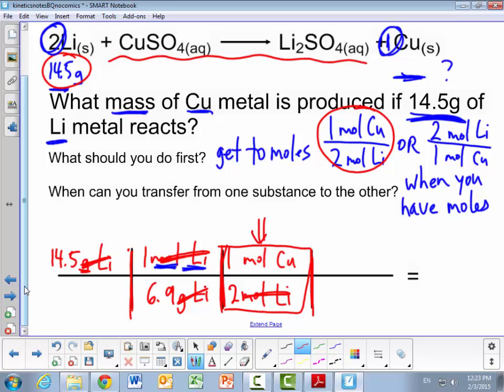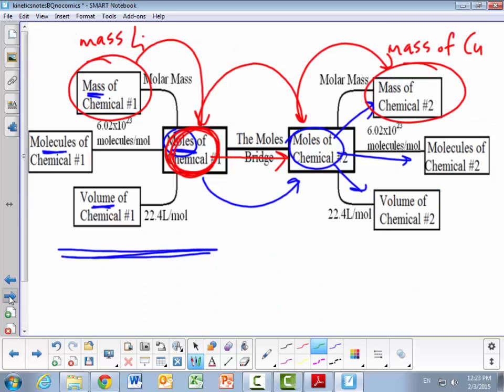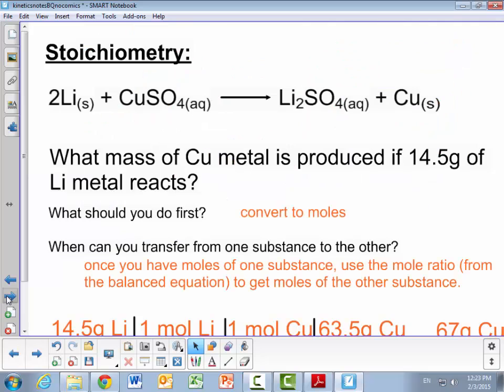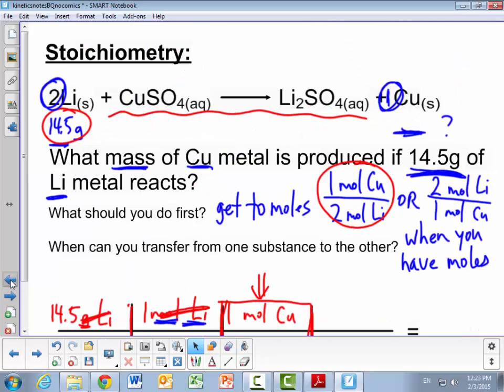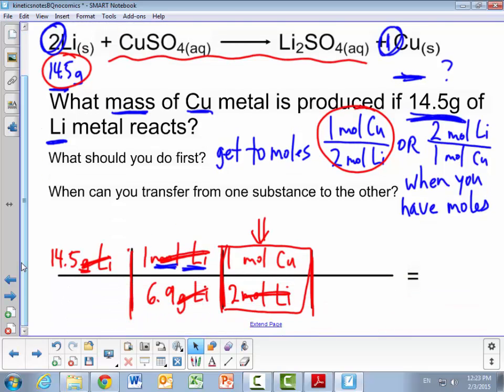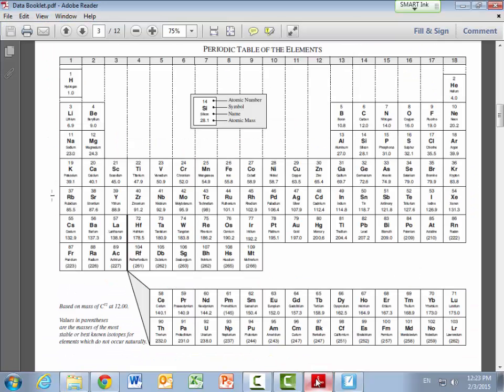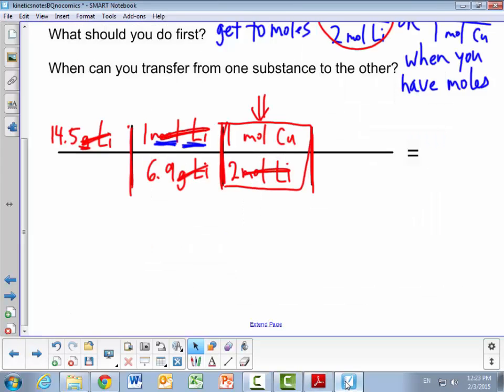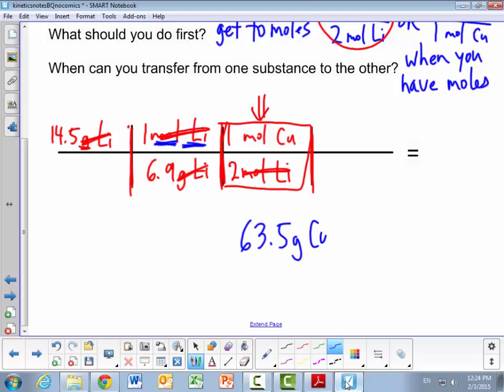So now, after step 2, I'm in moles of copper. So I am now here on my map, sorry. So my last step is to go from moles of copper to mass of copper. Now, to go from moles of copper to mass of copper, I am going to need the molar mass of copper. So I go to my periodic table, and in the middle you can see copper, number 29, Cu. It has a molar mass of 63.5. And so my molar mass of copper is 63.5.